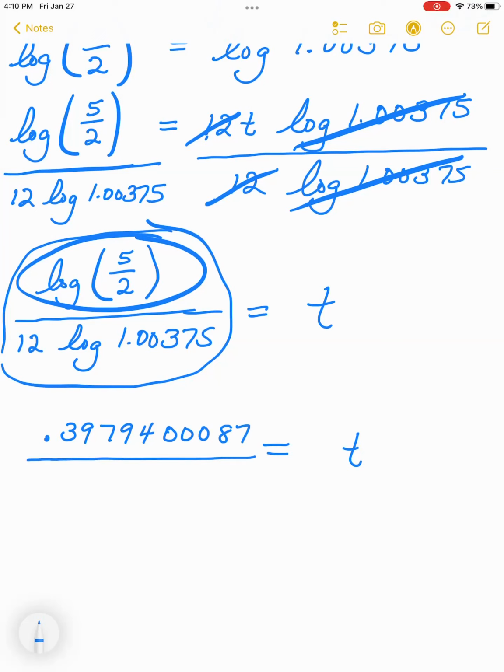And then that's divided by this 12 times. Now on the calculator, you do have to hit times. We don't write the little times symbol in between there, but it's understood that you're multiplying, so you have to tell the calculator that you are multiplying. So I say 12, I hit the times button, and then log 1.00375.